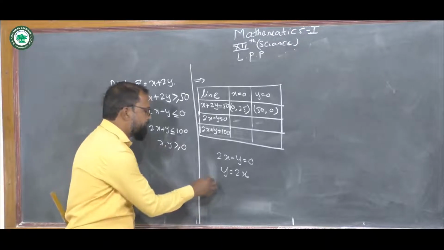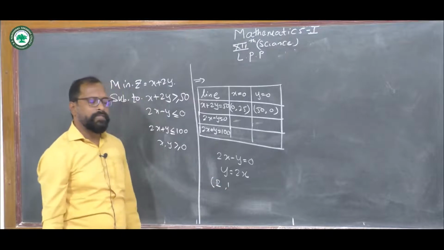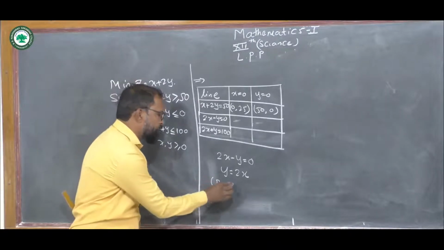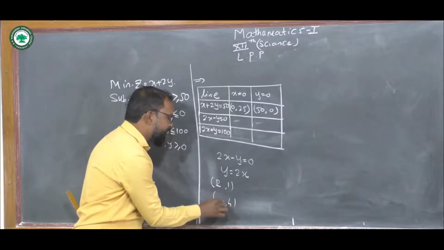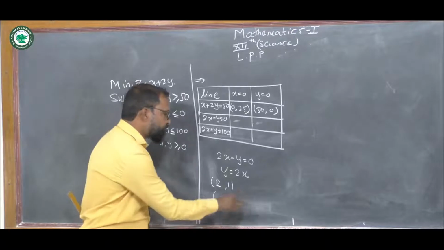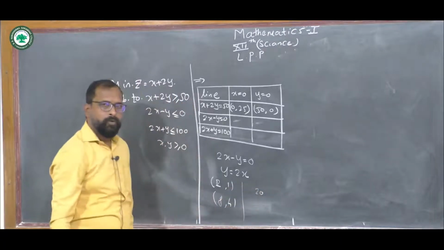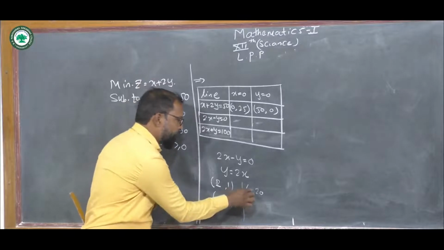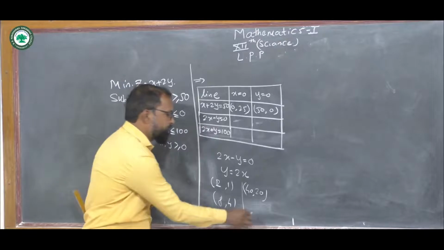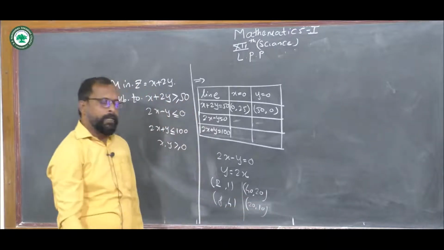So if we put y equals 1, we get x equals 2. That is, this line passes through the point (2, 1). Now suppose we put y equals 4, we get x equals 8. Suppose we put y equals 20, we get x equals 40. Similarly, if we put y equals 10, we get x equals 20.